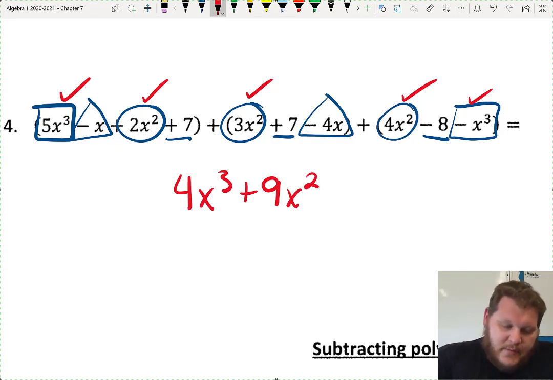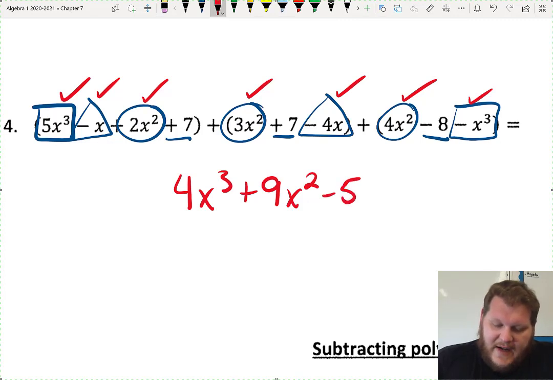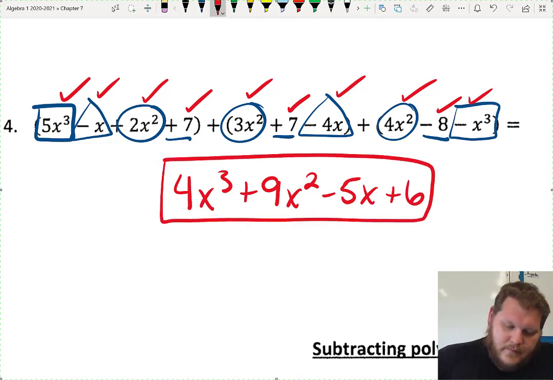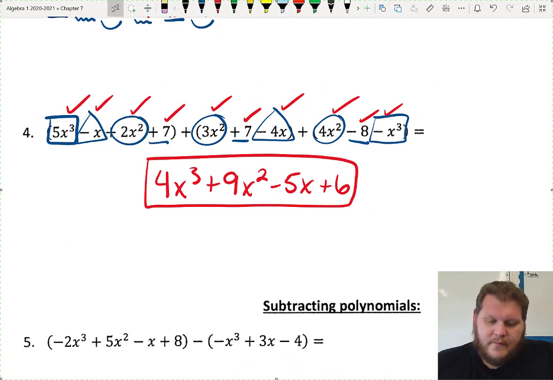For my x terms, negative 1. Is that it? No, I'm missing one. Negative 1 and negative 4 is a negative 5x. And then for our constants, 7 plus 7 is 14, minus 8 is 6, positive 6. So 4x cubed plus 9x squared minus 5x plus 6 would be my sum of those 3 polynomials.